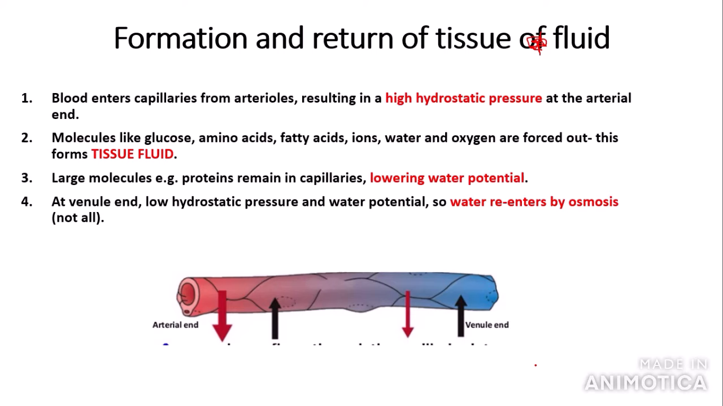This means that the water must re-enter by osmosis, as osmosis is the movement of water from a high to a low water potential. So water moves into the capillaries at the venule end because there is a lower water potential there. However, not all the tissue fluid enters here. The remaining tissue fluid is absorbed into the lymphatic system, where it is later reabsorbed into the capillaries. Now this normally happens at the capillaries near the heart as well.